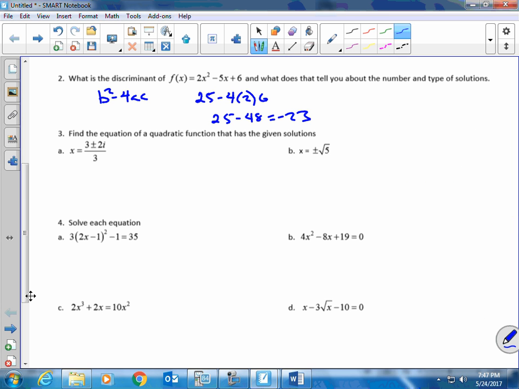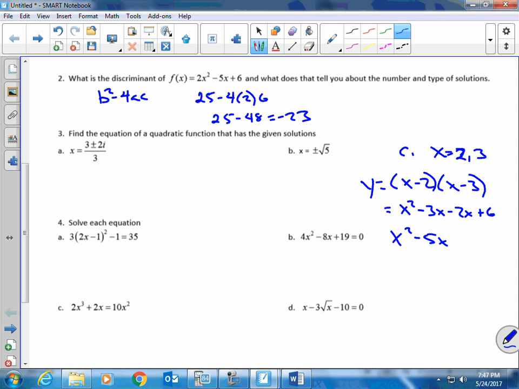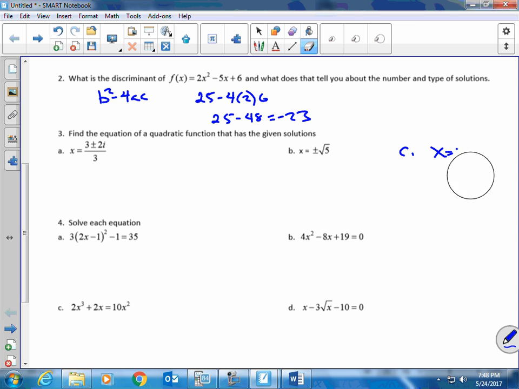Number 3. Find the equation of a quadratic function that has the given solutions. Let me do another one. I got to throw a c out here just for fun of it. X equals 2 and 3. If I know that x equals 2 and 3 are zeros, what are my factors? X minus 2 and x minus 3, going backward from what we did up in question 1. So now what? I FOIL that out. X squared minus 3x minus 2x plus 6 gives me x squared minus 5x plus 6. Okay? Pretty straightforward, but I didn't put a nice straightforward one on here.